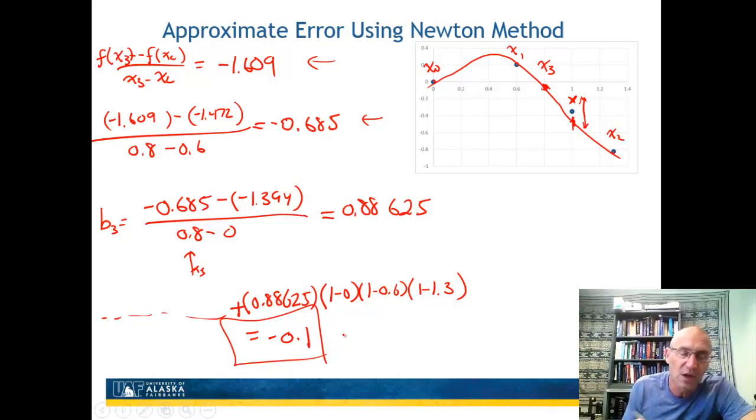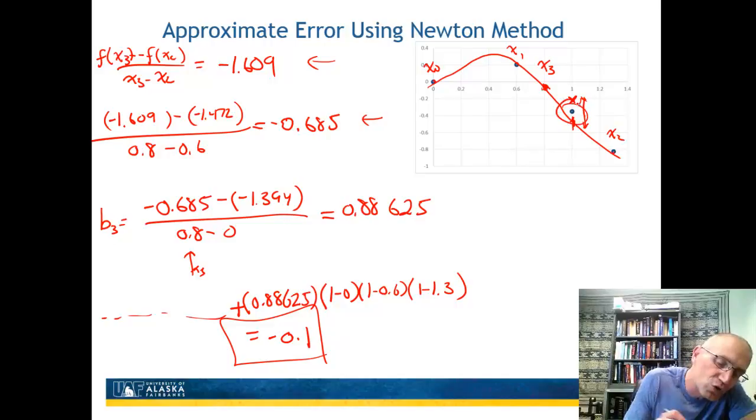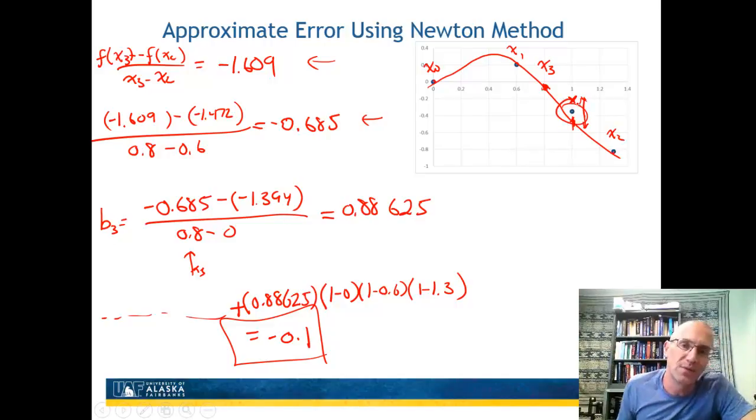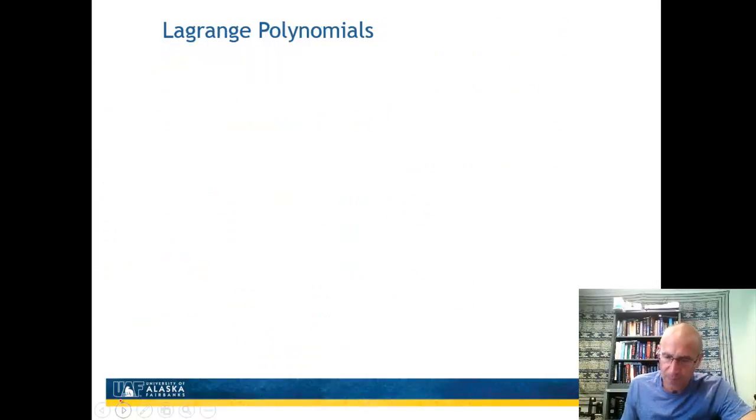And I should mention, this is just an approximation, because you never know truly what that value is of the function. I just gave it to you here so we could know exactly what it was and see how well our estimate did. All right, so let's talk about another method we can use.